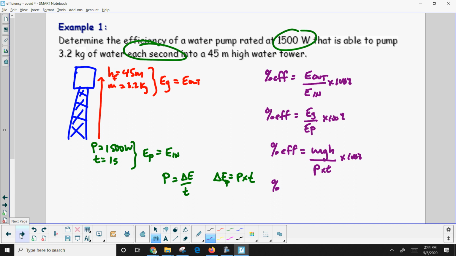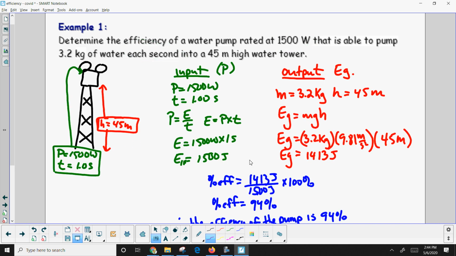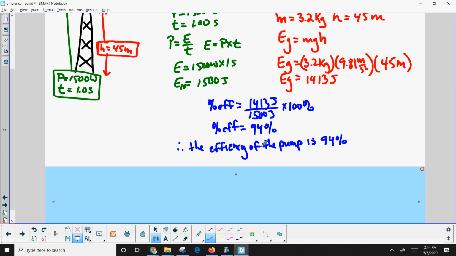I'm just going to jump ahead to the next slide here just to show you. We're going to end up with 1,413 joules from power, or from EG. That's how much energy we get out. We put in 1,500 joules from the power energy equation. So it gives me an efficiency of 94%. Okay? So just to save a little bit of time, I just jumped the gun.